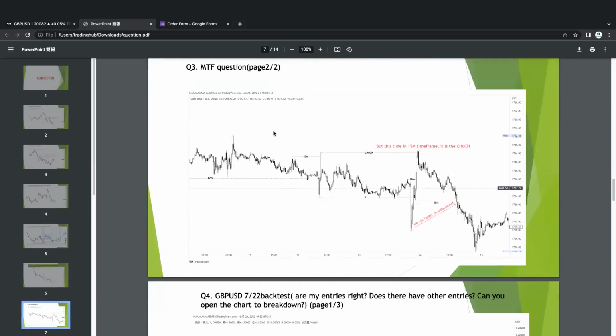Okay, this is a multi-time frame question. This one is a BOS here. Inducement sweep, these are liquidity. Taken out inducement and choch. One more thing you have to understand.